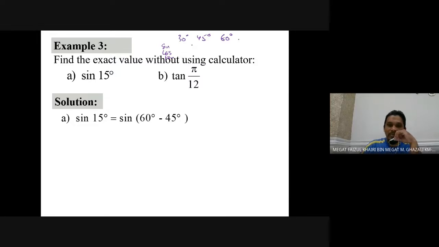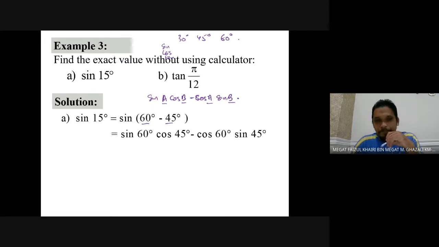Okay, so for this one now, sine of 60 minus 45, A minus B, is going to give you sine A cos B minus cos A sine B. So if A equals 60 and B equals 45, that's it. And the values of sine 60 and cos 45.